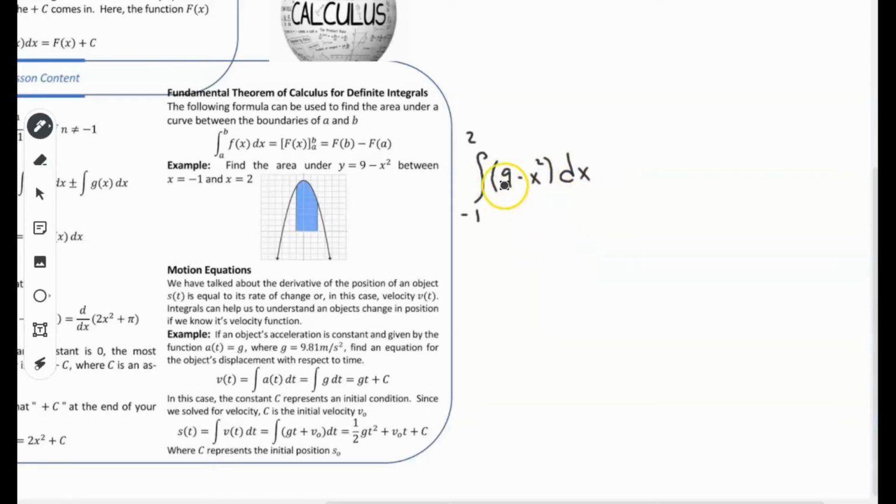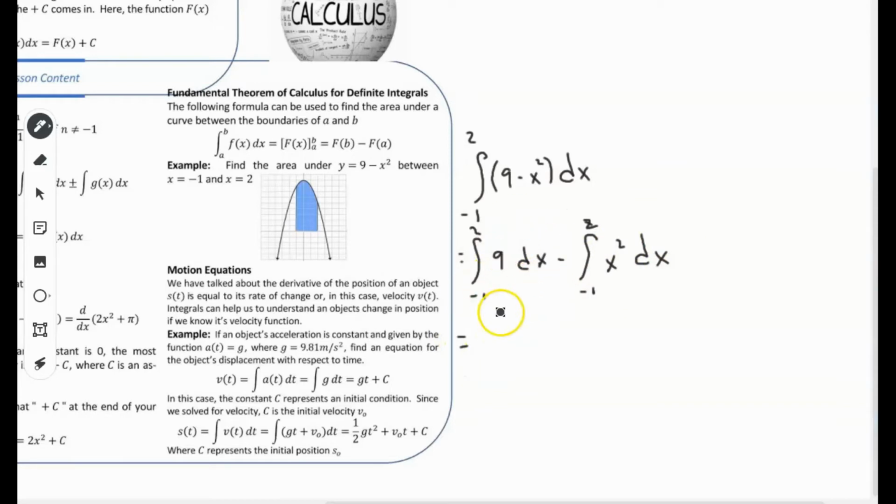Okay, now we can pull out the 9, right? We can do our sum difference property, and we can write this as the integral between -1 and 2 for 9 with respect to x, and then subtract the integral between -1 and 2 for x squared with respect to x. That's a 2 up there. It's a terrible 2, but it's a 2.